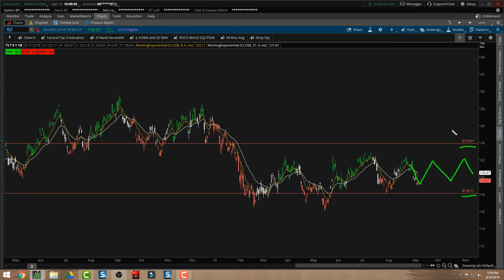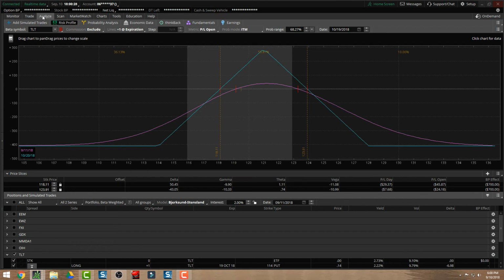And as long as this stock continues to trade sideways inside those break-even points at expiration, which is going to be about October 20th, then we're going to be able to capture all that premium that we sold when we first sold this iron butterfly. All right, let's go back into our Analyze tab.